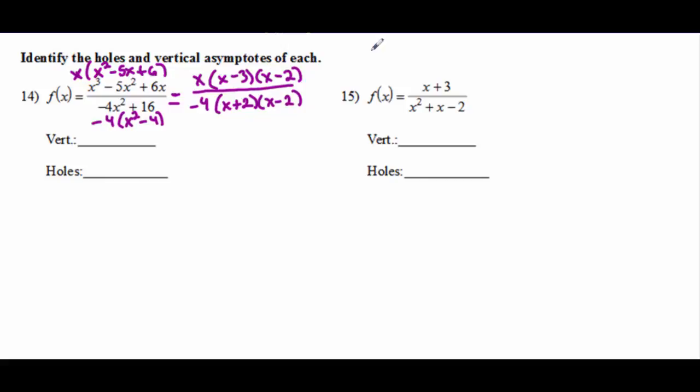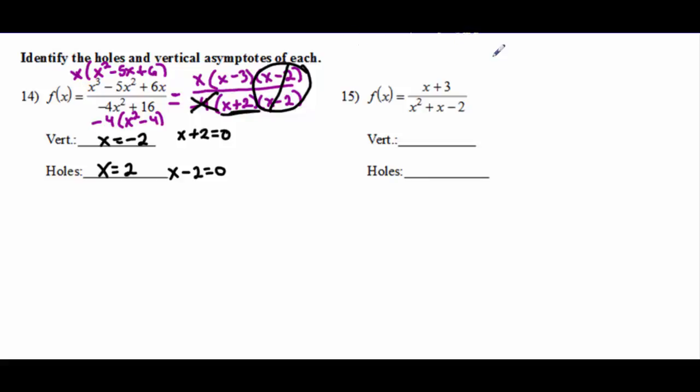So we look at the top and the bottom and see if there's anything in common. The x minus 2's are in common and will cancel, and so that means there is a hole where x minus 2 equals 0. So there is a hole at x equals 2. The vertical asymptotes happen where we didn't cancel, so at x plus 2 equals 0. So you set x plus 2 equal to 0 and solve and get negative 2, and that's where your vertical asymptote is. The negative 4 on the outside doesn't do anything to our vertical asymptote or our holes, because if I set it equal to 0, it doesn't actually solve for x, because it's just a number.